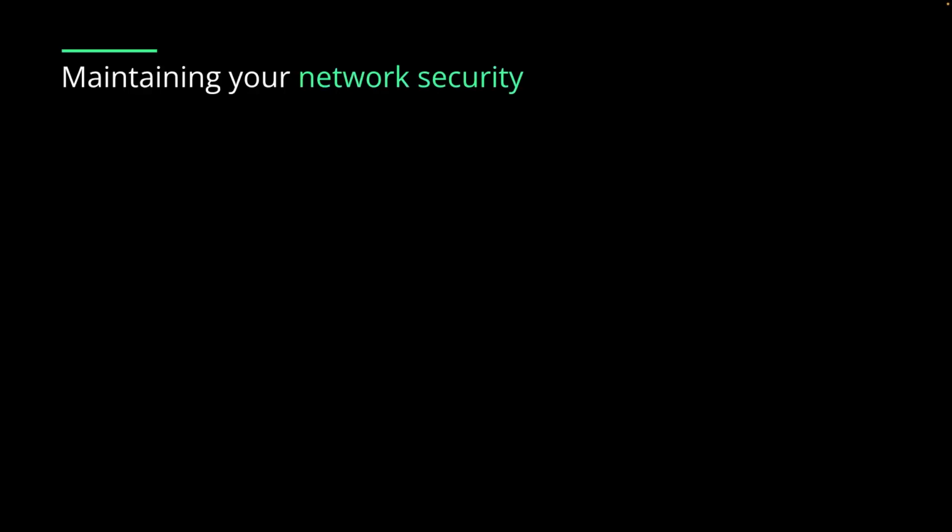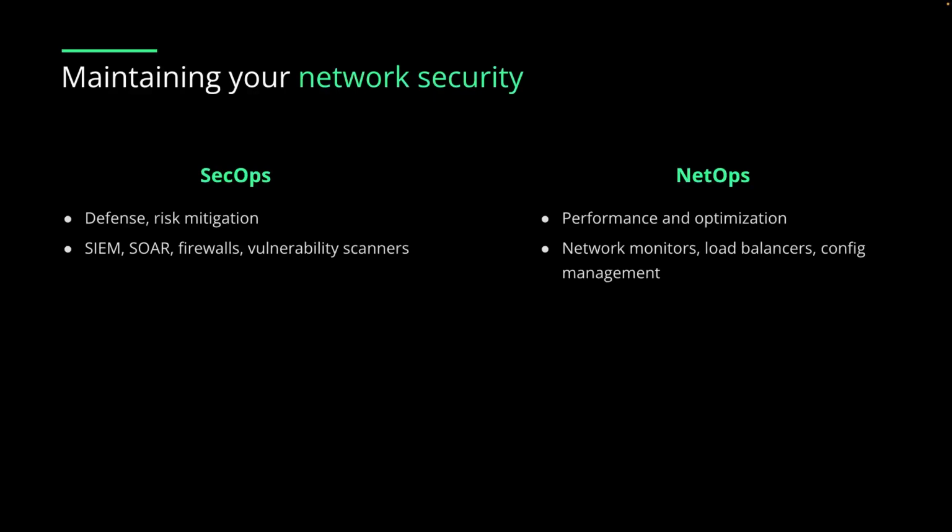To ensure that your organization's digital infrastructure runs smoothly, you have to both protect it and guarantee network uptime and speed. Traditionally, this is split into two groups: SecOps for defense and risk mitigation, and NetOps for network monitoring and optimization. Oftentimes, SecOps and NetOps use separate tools, separate data, and separate workflows.